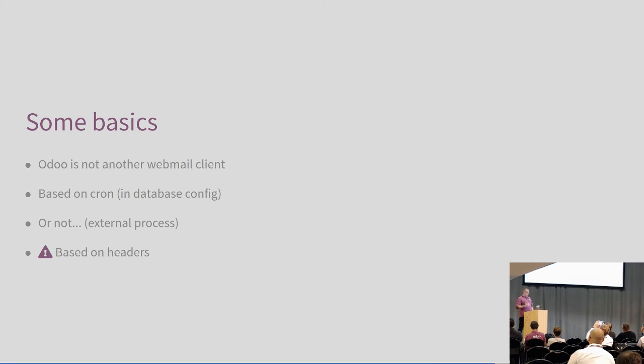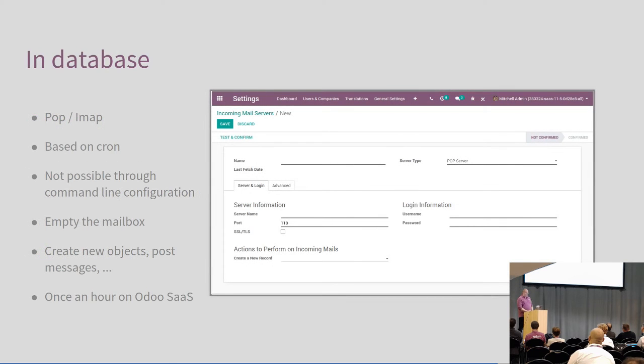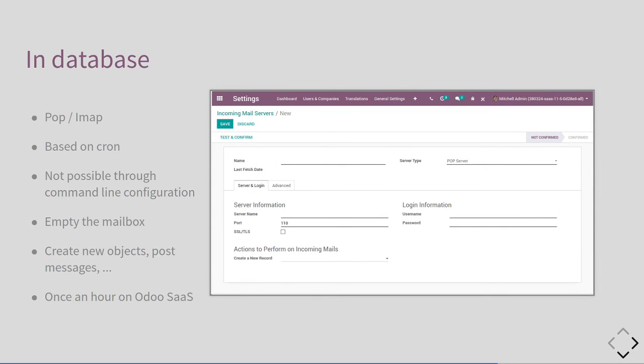If you send an email from Odoo to a customer, and this customer answers your email, the answer will come into Odoo. But if his mail client removes headers, the response will not reach the right object within Odoo. To configure an incoming mail server within the database, you can configure either a POP or an IMAP server. It's based on cron. It's not possible through the command line.